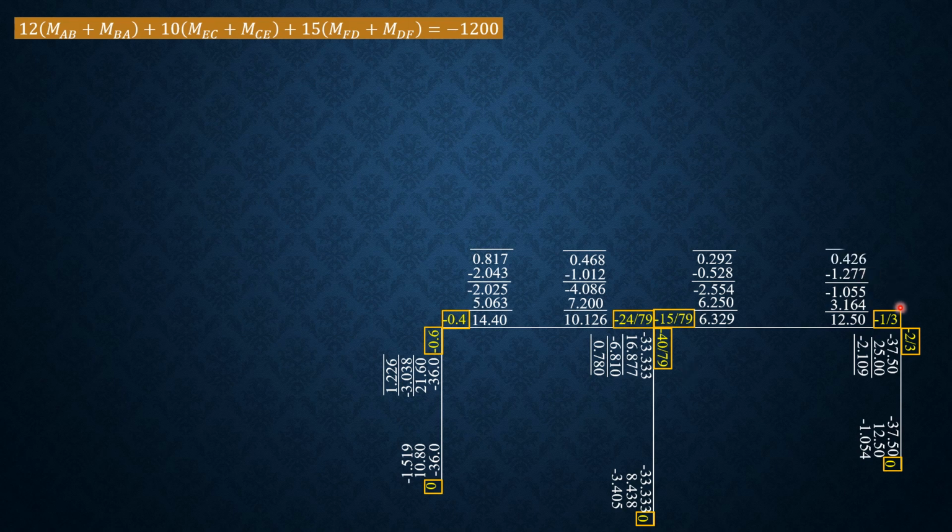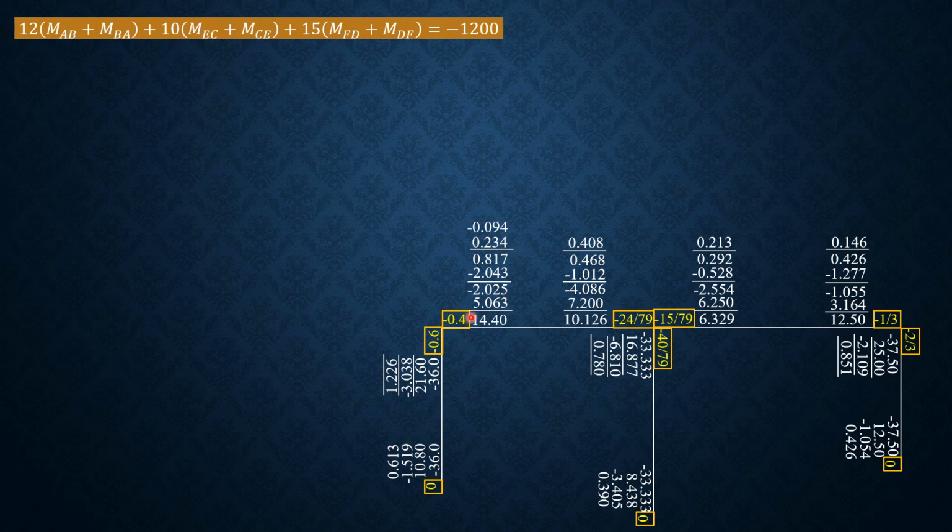Negative 1.277 times negative 1/3, 0.426 lakh. Negative 1.277 times negative 2/3, 0.851 lakh. Carry over, so 0 here, half of 1.226, 0.613, half of 0.468 here, 0.234, half of 0.817 here, half of 0.426 here, half of 0.292 here, 0, half of 0.78, 0.39, 0 here, half of 0.851, 0.426.